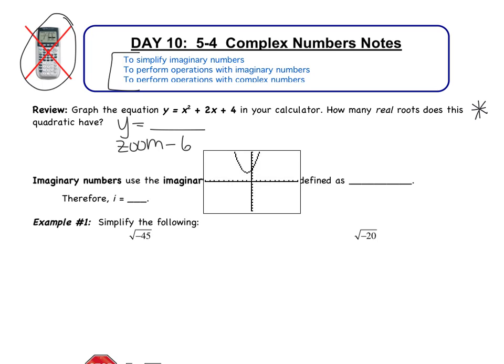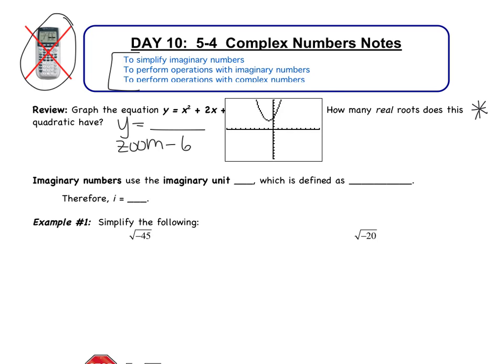Now, if you did that correctly, this is the graph that you should have gotten. So the question is, how many real roots does this quadratic have? Well, a real root happens anytime the quadratic crosses the x-axis. This quadratic doesn't cross the x-axis, so it has 0 real roots.